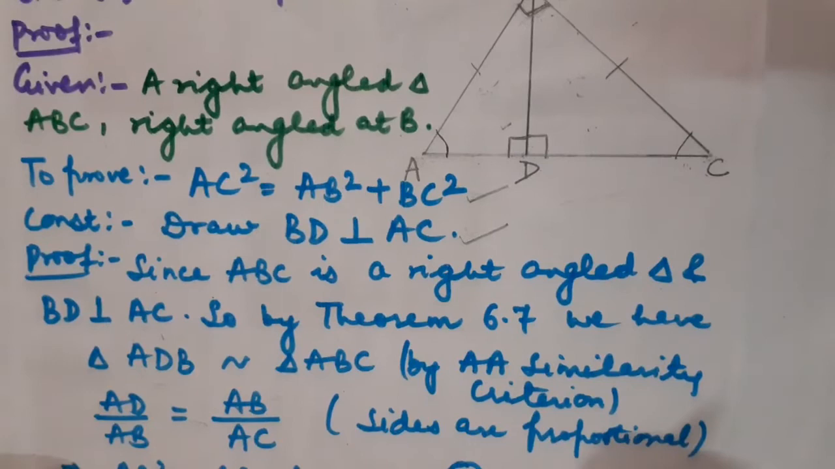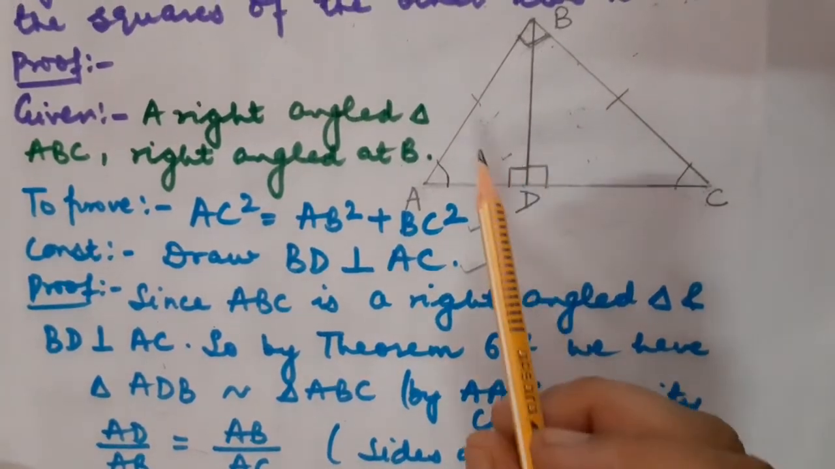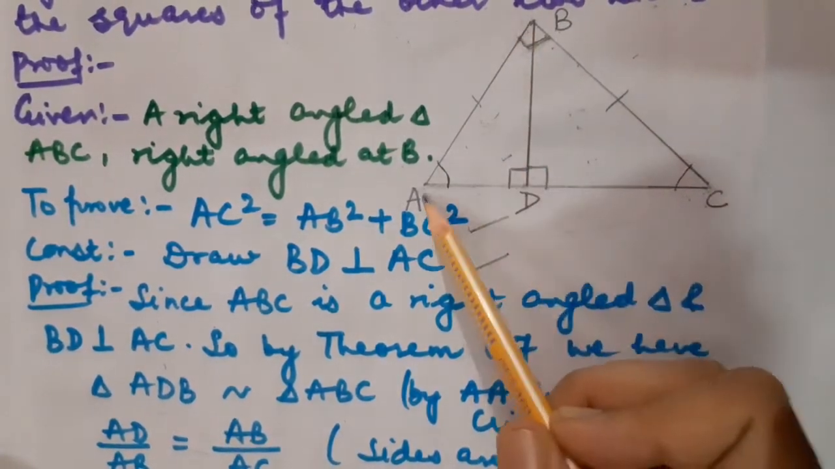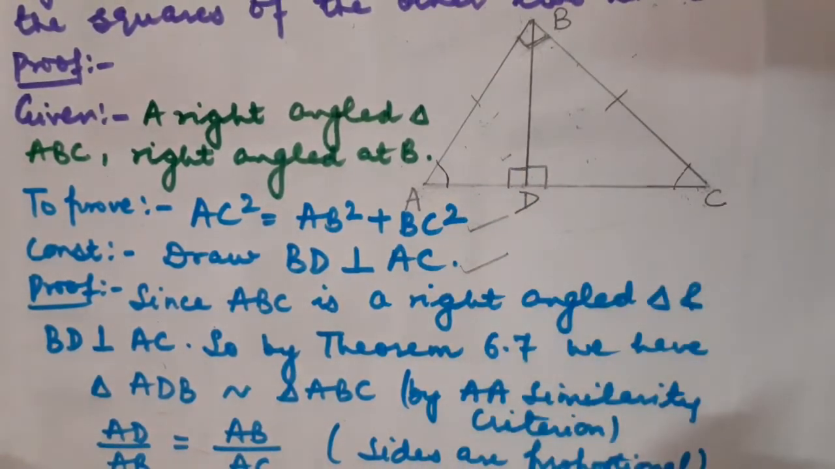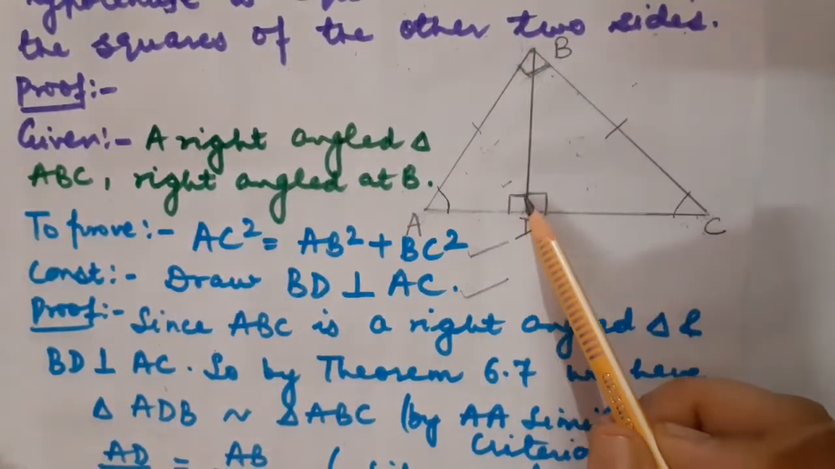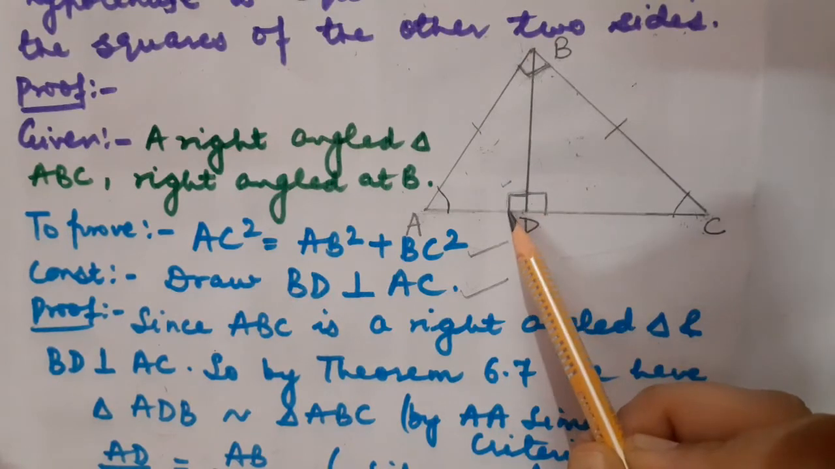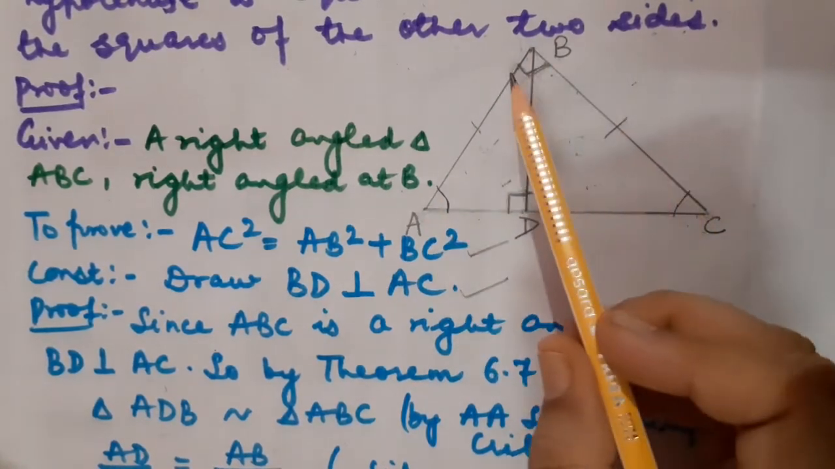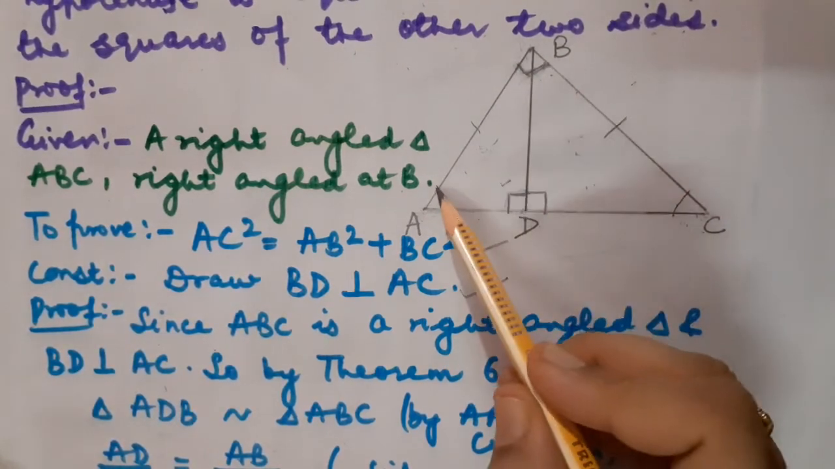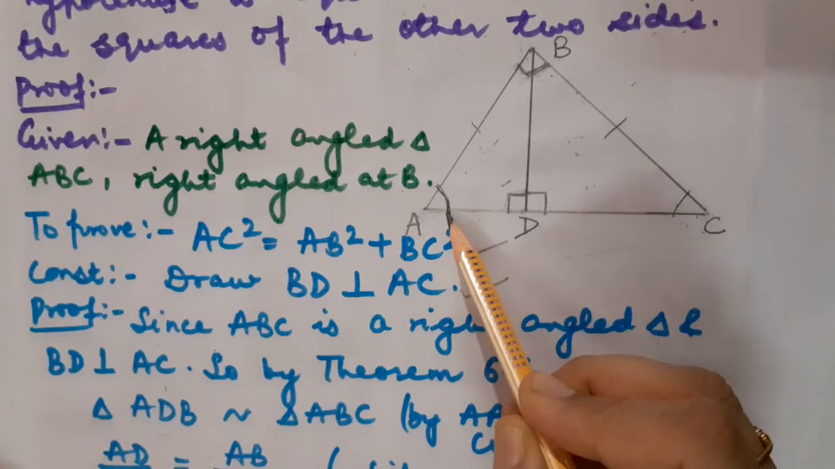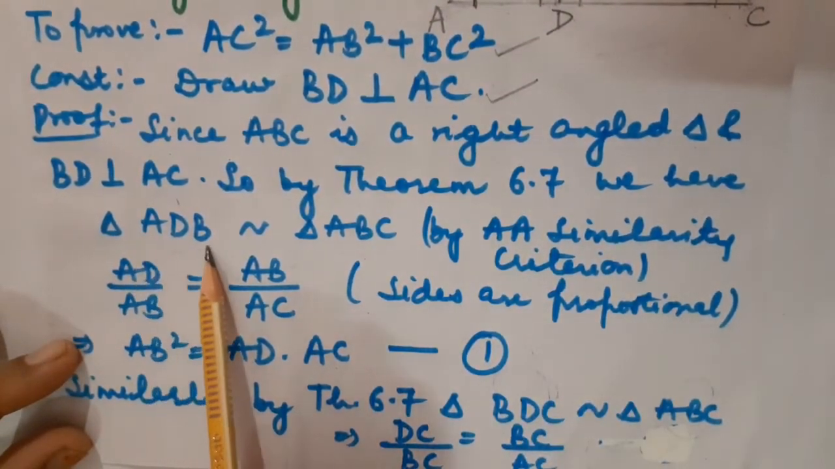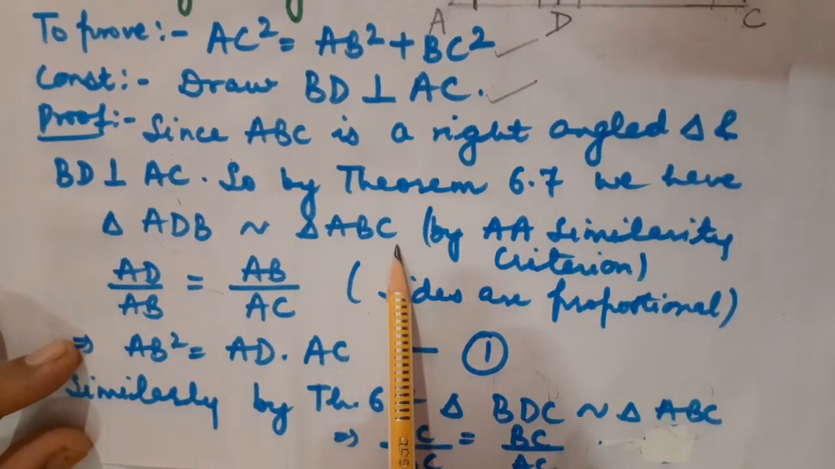Using theorem 6.7, I told you that this smaller triangle, that is ADB, must be similar to ABC. How? Let us check. In triangle ADB, you can see that angle ADB is 90 degrees, and in triangle ABC, angle B is 90 degrees. So 90-90 equal. And angle A is common in both the triangles. So by double A similarity criteria, we can say that triangle ADB is similar to triangle ABC.